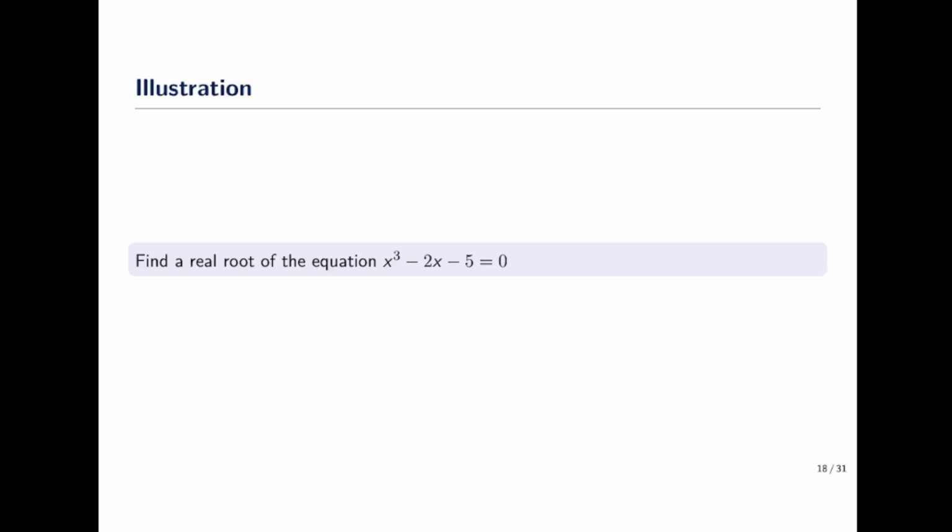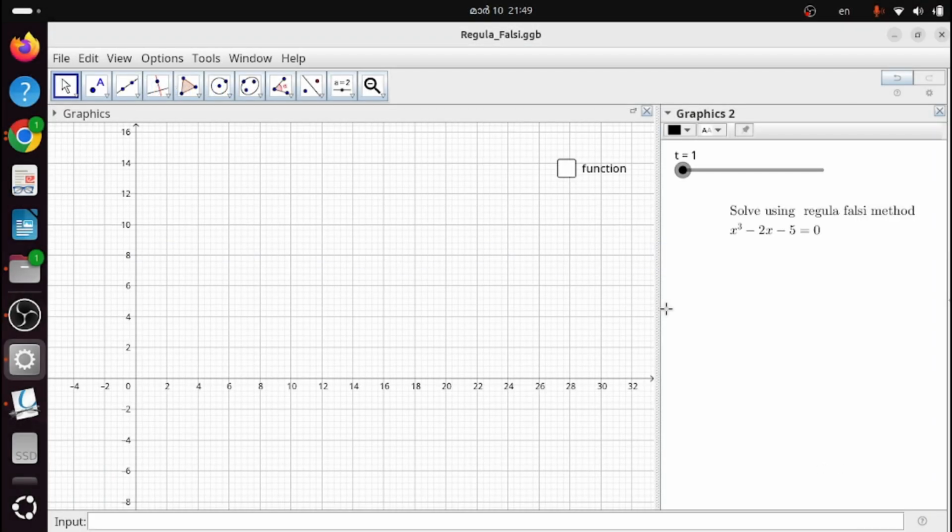Let us find a real root of the equation x cubed minus 2x minus 5 equals 0. Let us start by drawing the graph of the function x cubed minus 2x minus 5. One can see that the graph cuts the x-axis. That means it has a real root. So let us try to find the root using the Regula-Falsi method step by step.